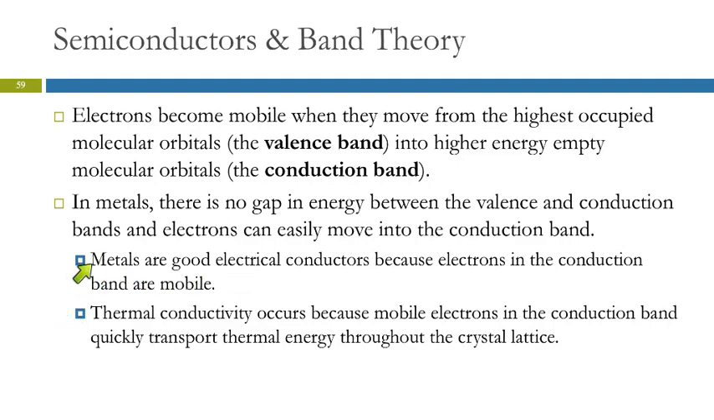Metals are good electrical conductors because the electrons can move into the conduction band and move around. They also conduct heat very well because of the same thing. Electrons also have thermal energy. And so your more energetic electrons going into the conduction band and traveling around the substance are also going to spread around the thermal energy as well.